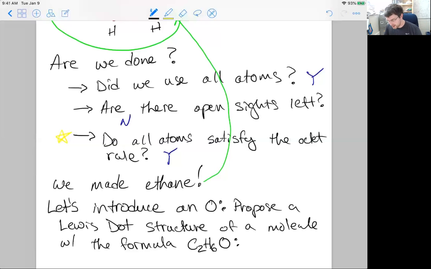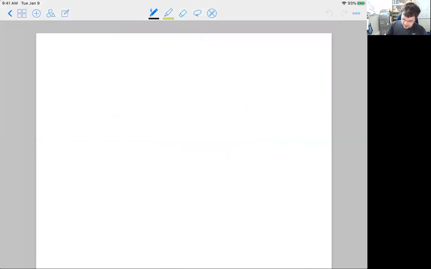In this task I've given you, I've said what I want you to do. Give me a Lewis dot structure. That is all the atoms connected by those little dots that represent their valence electrons. I want you to satisfy the rules using all the atoms, making sure there are no open sites left, and making sure all of the atoms follow the octet rule. So it's the same thing as before, except we have an oxygen atom now. So let's get everything out in front of us.